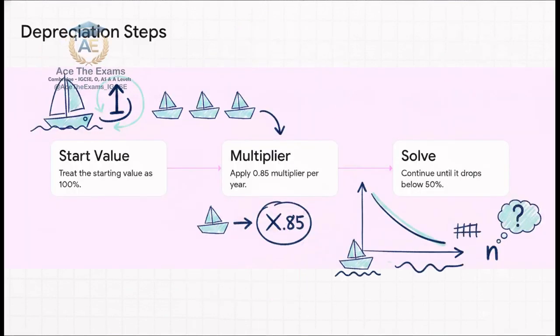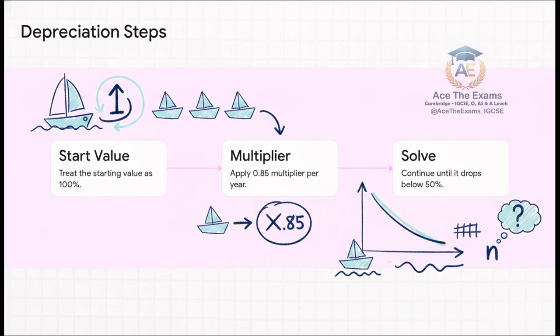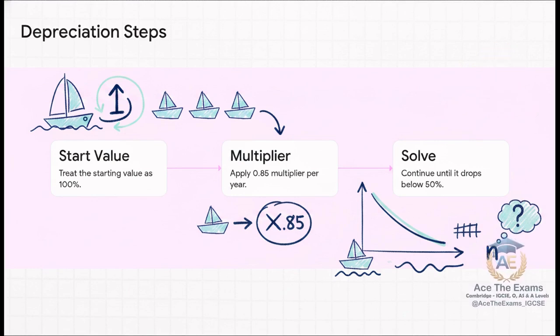Here's the exact step-by-step logic that prevents you from freezing up on complex word problems like this one. Step 1. Treat the starting value of the boat as 100% or simply the number 1. Step 2 is the magic key to the whole thing. Apply a 0.85 multiplier. Now, why 0.85? Because 100% minus that 15% loss leaves you with exactly 85% of the value at the end of every single year. Expressed as a decimal, that is 0.85.